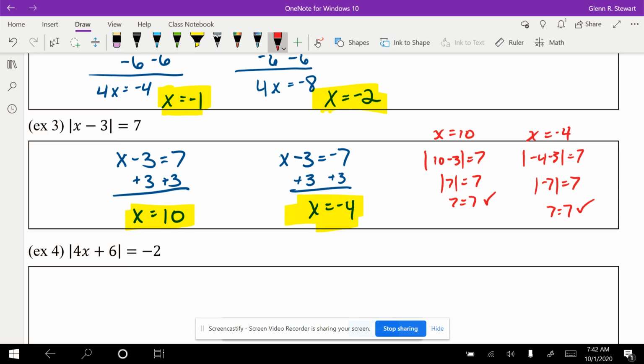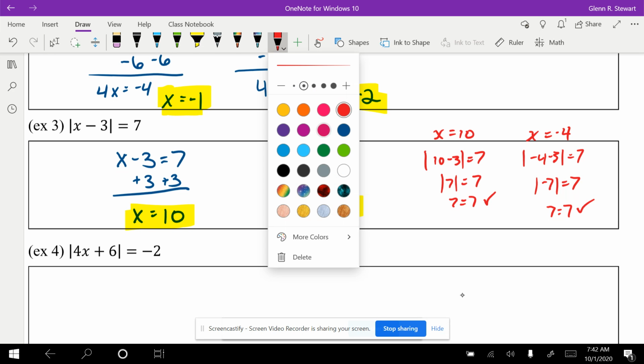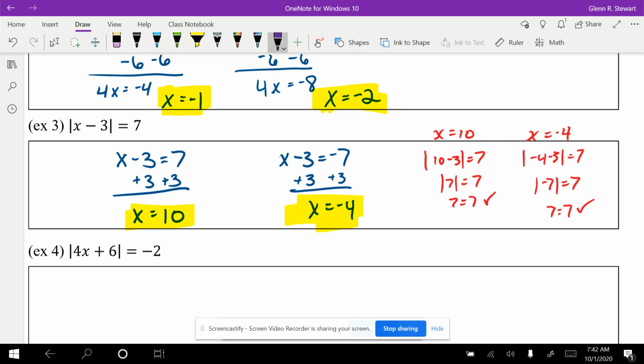Okay. So the nice feature, like I said, in 1.6 and pretty much all of 1.8 for the most part, you can check your answers, which is very, very convenient.